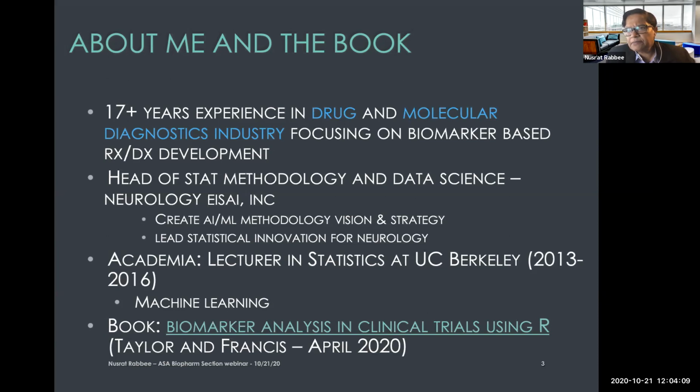Currently, I'm head of statistical methodology and data science in neurology at ASI, where I lead a team focusing on creating artificial intelligence. And by that, I mean machine learning and deep learning methodologies and strategies for looking at the diverse set of structured and unstructured data that are biomarkers coming in through our clinical trials. I'm also leading statistical innovation in trial data analyses.